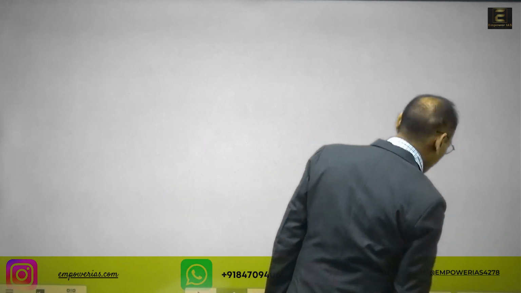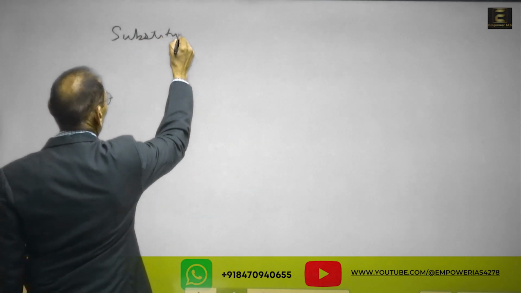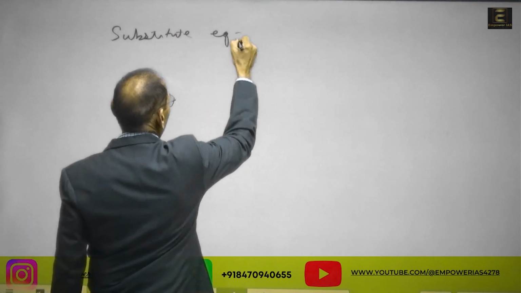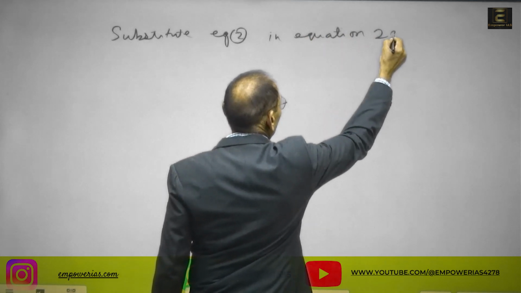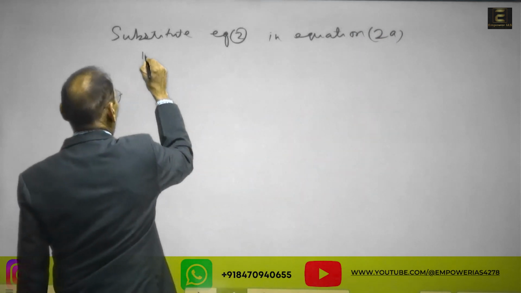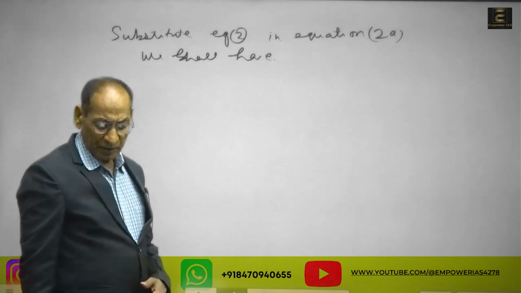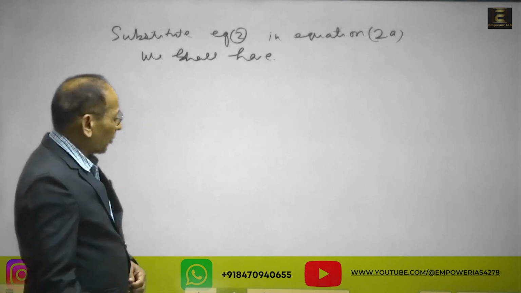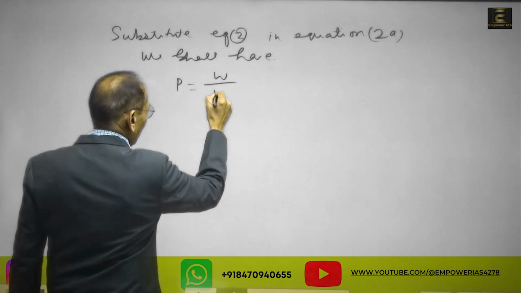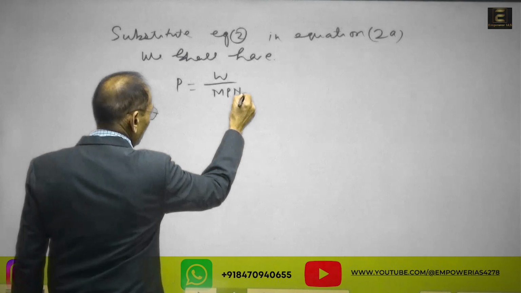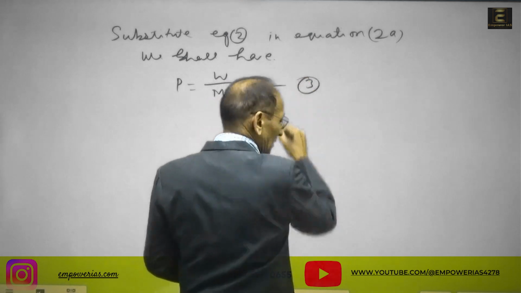If we substitute equation 2 in equation 2a, we shall have the value P equal to W by MPN, the marginal product of labor, that is MPNi. This is equation 3.